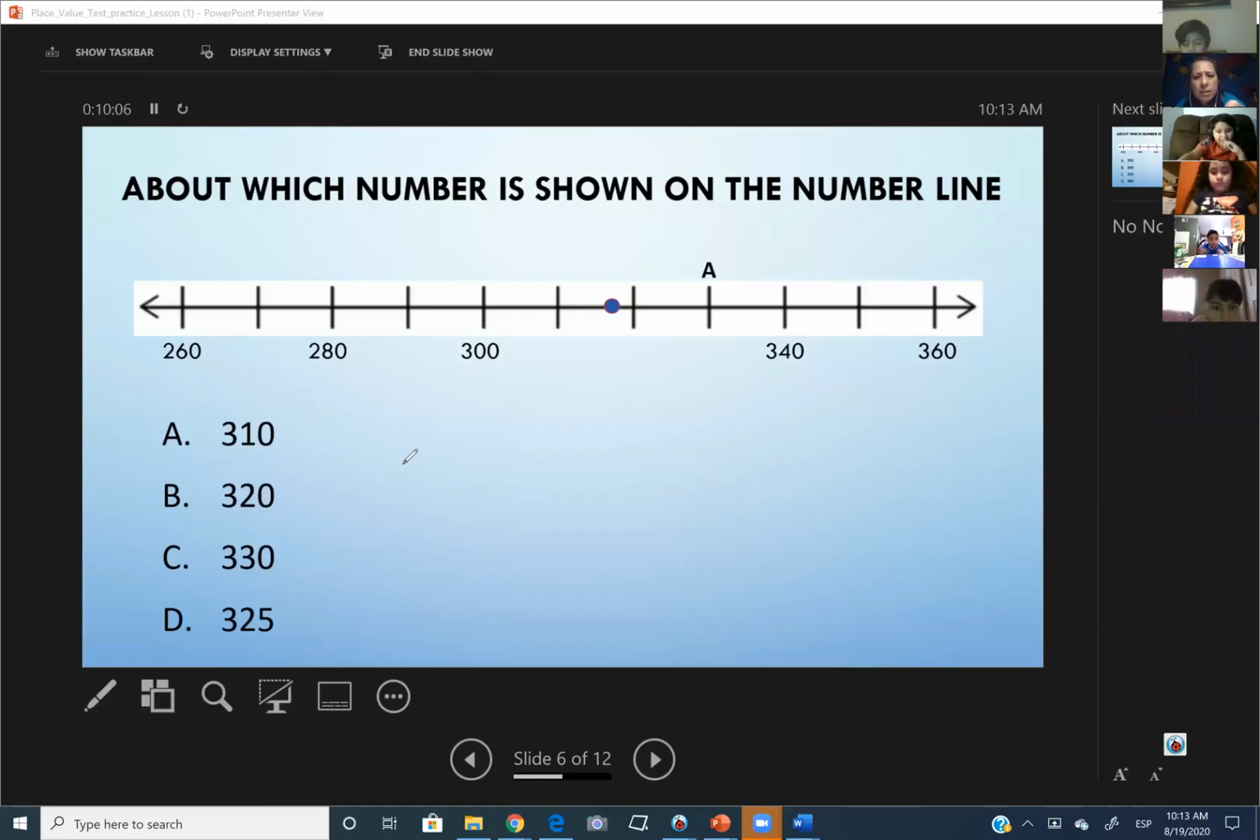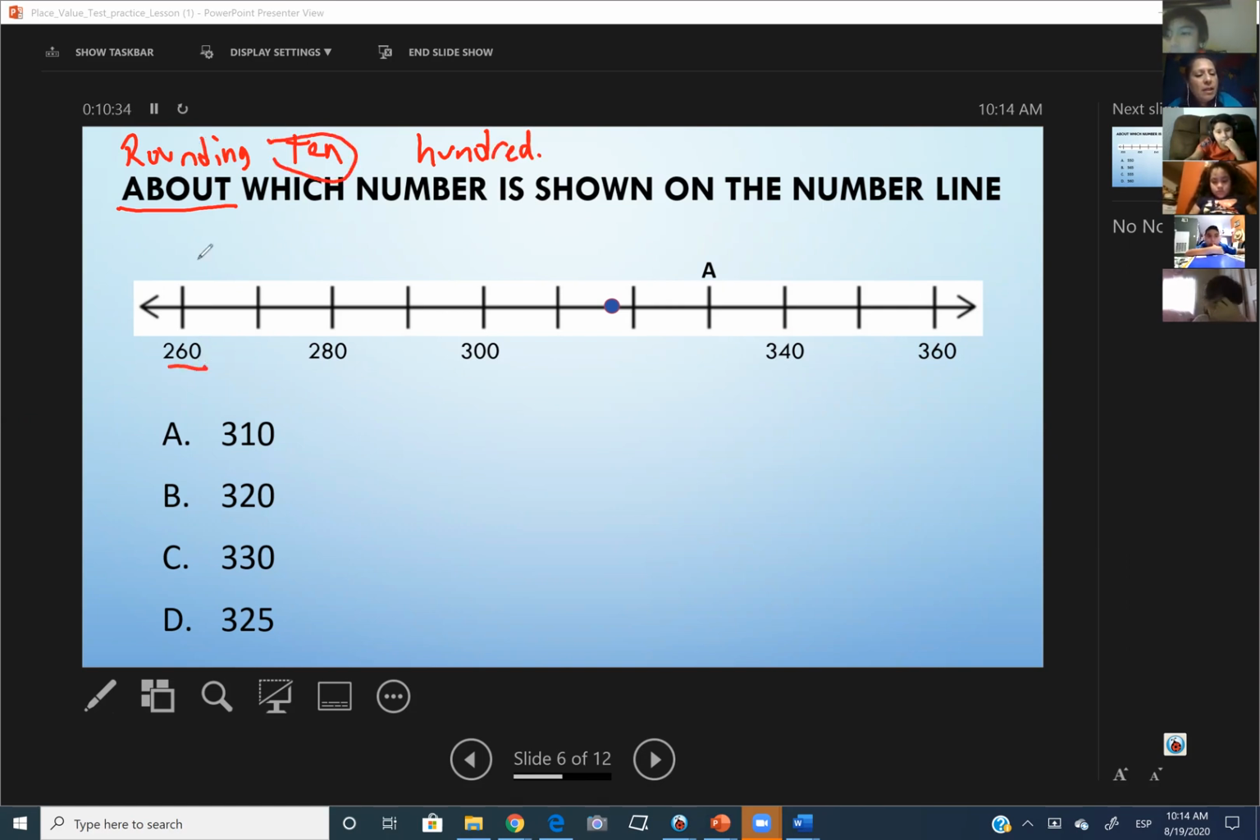Now remember, to answer this question, we need to first find the important information. So when I see the word about, that means rounding. And when we're rounding, that means we have to find the closest 10 or the closest 100. Now this time I see it's going to be the closest 10, because if you notice, we're counting by tens.